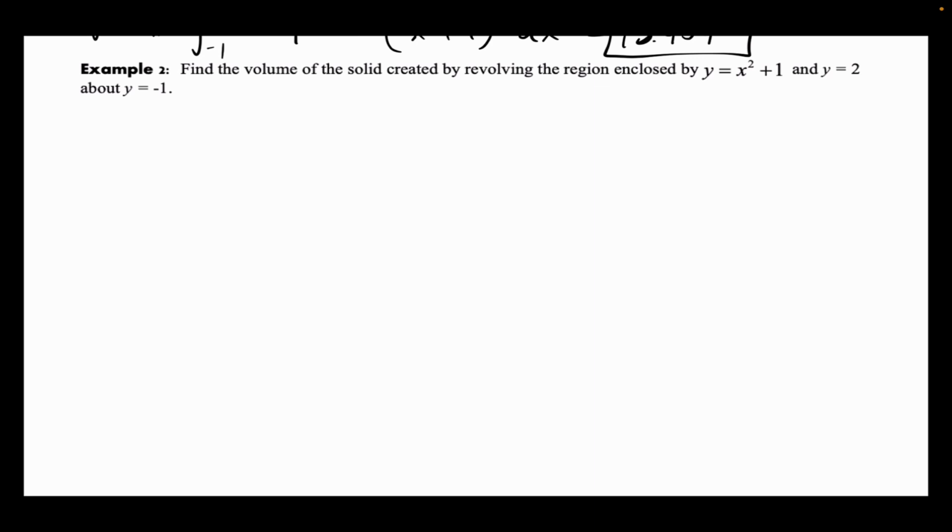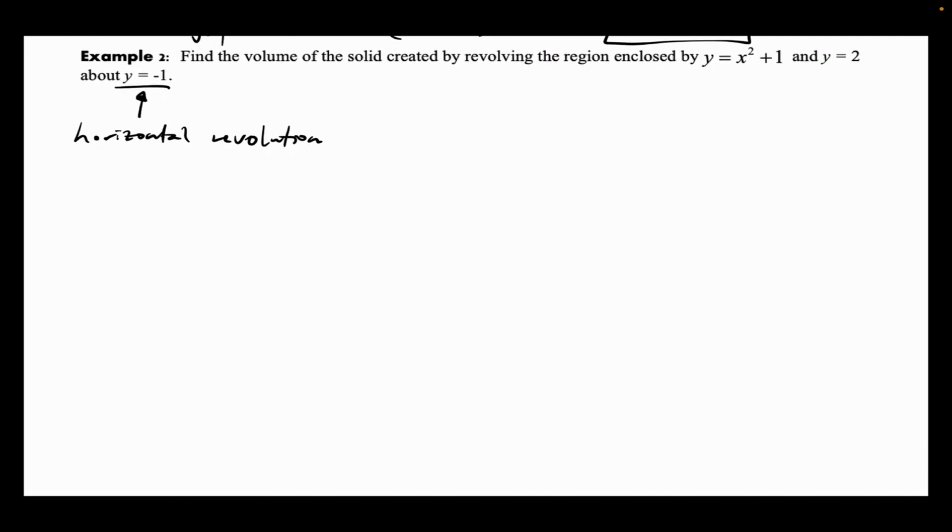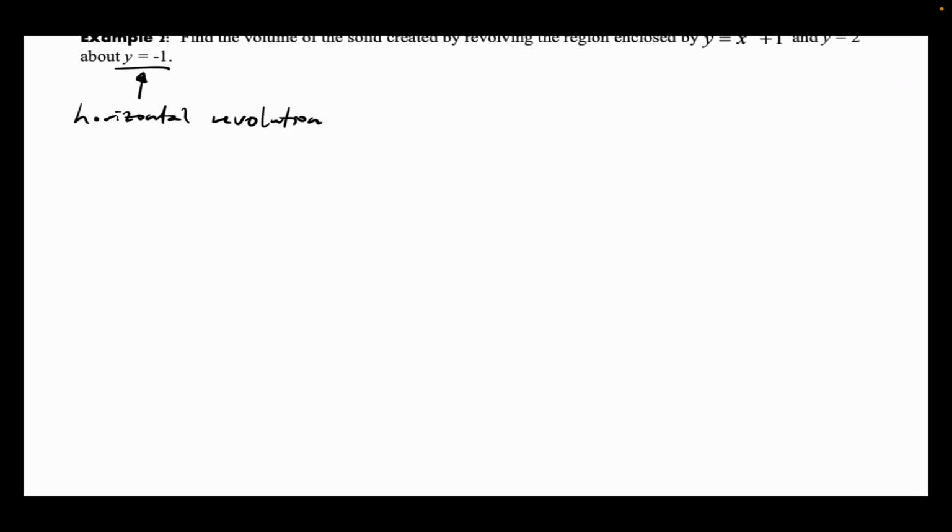Number 2 is almost identical. The only difference is it's revolving around a different line now. It's revolving around y equals -1. So everything's the same except where it revolves around. Well, y equals -1 is still a horizontal line, so it's still a horizontal revolution. So it's almost going to be identical. The only difference is the black line is going to be moved down 1. That's the only difference between the picture that you have for 1 and 2.